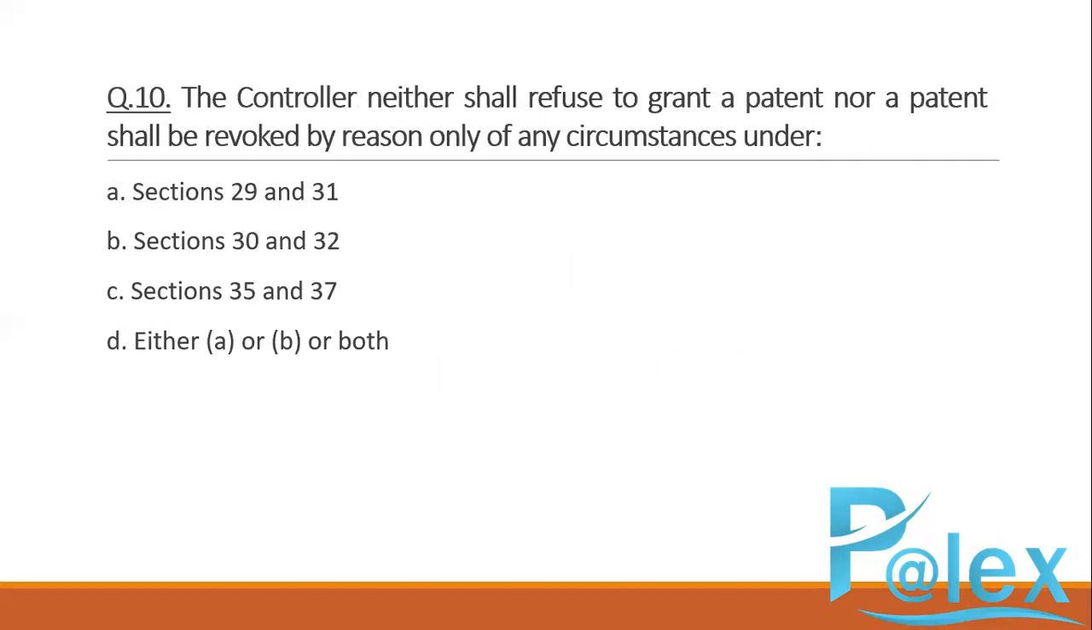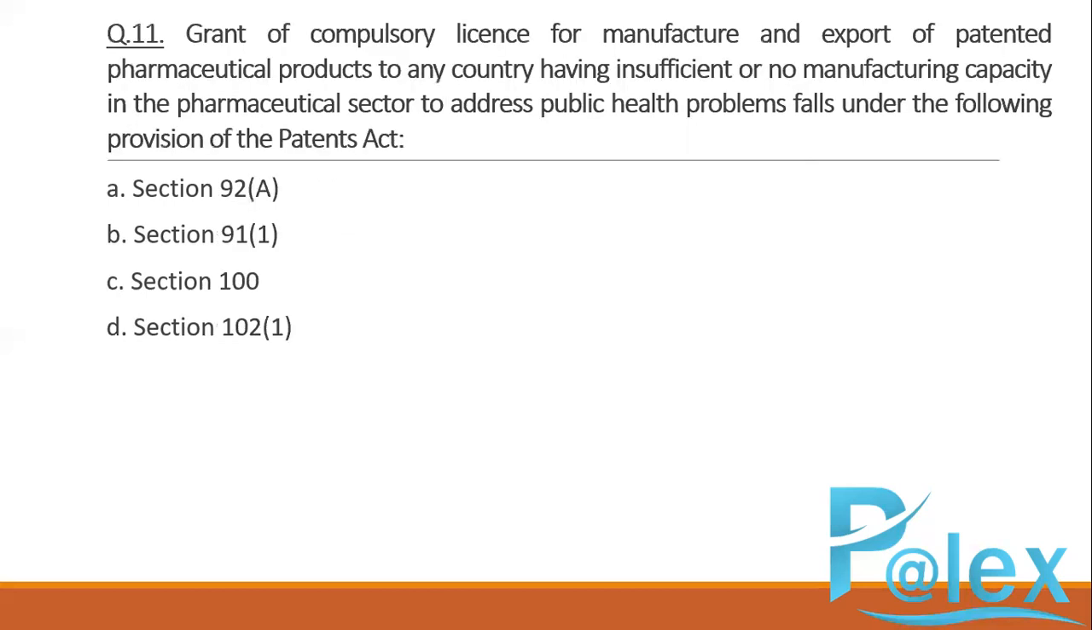Okay. Now question 10, the controller neither shall refuse to grant a patent nor a patent shall be revoked by reason only of circumstances under either A or B. That is under the exceptions to anticipation, the chapter which relates to exceptions to anticipation, section 29, 30, 31 and 32 for this. So these things are covered under section 34. Under section 34, the controller would not refuse or revoke the patent only because of these conditions. So these are exceptions to anticipation, basically.